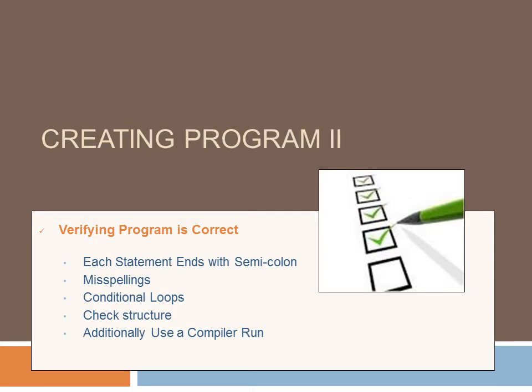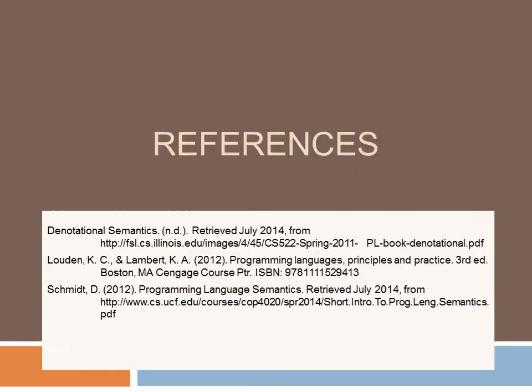And then another thing is to check the structure, how the lines are organized. If there are additional spaces where spaces are not needed, things like that can cause errors in the program. Additionally, a compiler can be run to check the program for errors. For example, if the program is in Visual Studio, there's an option to check, execute, and compile the program to make sure it is correct. And that concludes the differentiation of formal semantics. Thank you for your time.